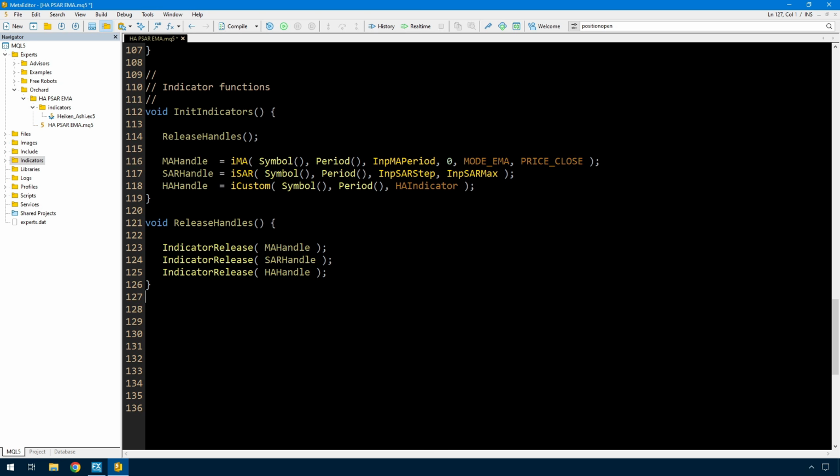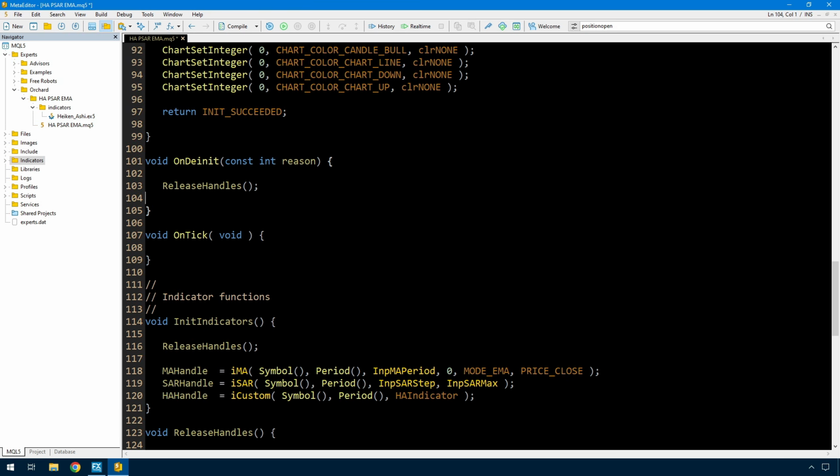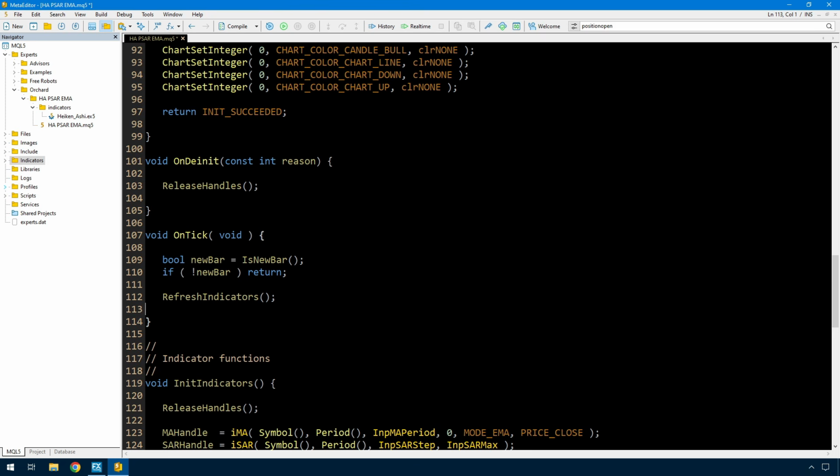Release handles is also very simple, just calling indicator release on each of those three handles. And I just put these into separate functions, indicators and handles, rather than embed them in the main code, because I like to keep the main code tight and clean. And now, good practice, I'm also releasing handles here on deinit, and then to onTick, where the main work happens. Firstly, new bar equals is new bar, and this is one of the functions that I have as a standard, so the link to that will be in the description.